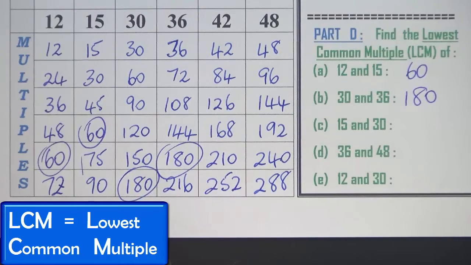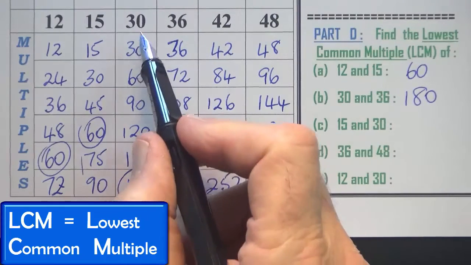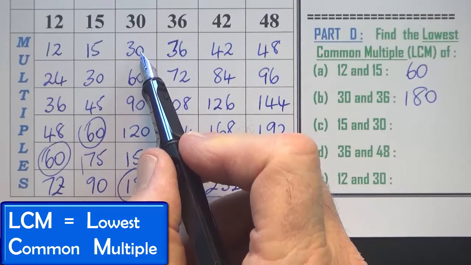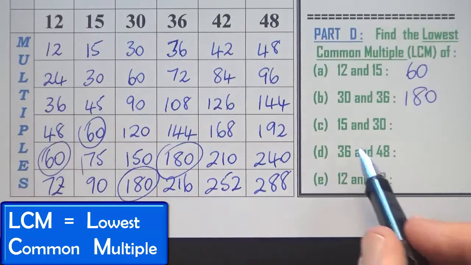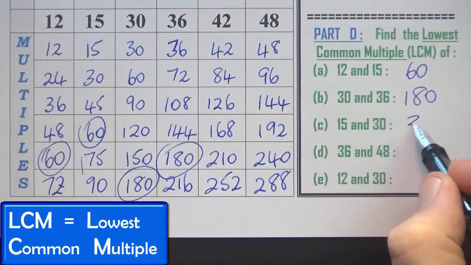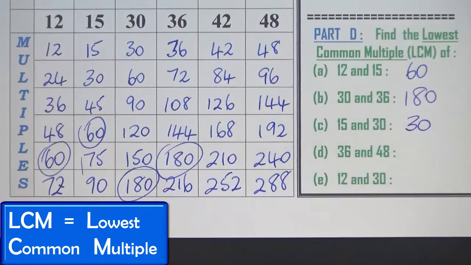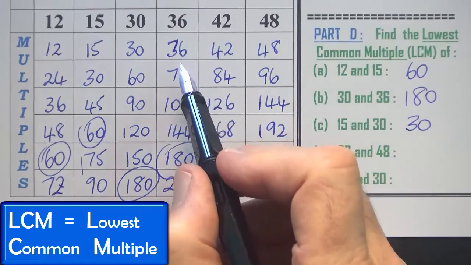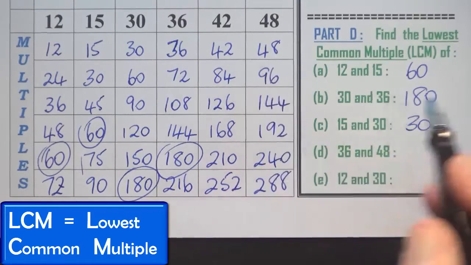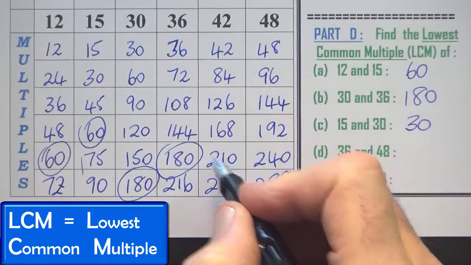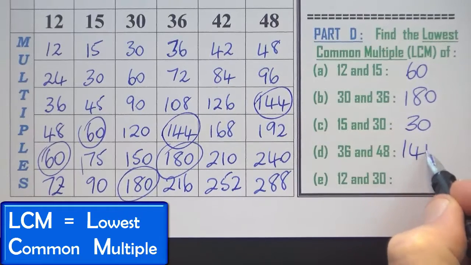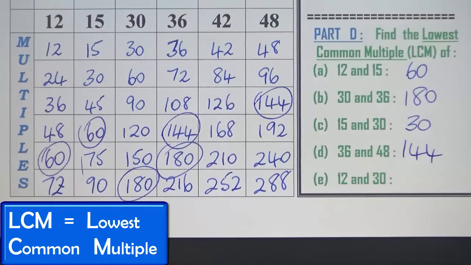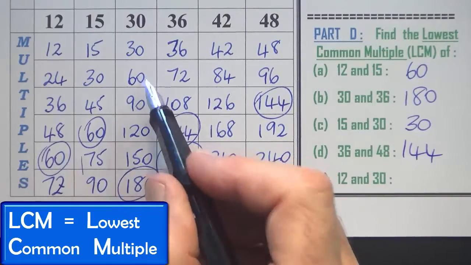(15) and 30, well, the first multiple of 30, remember, is 30. And 15 is a factor of 30. So their LCM is in fact 30. 36 and 48, it's 144. And 12 and 30, well, it's 60.